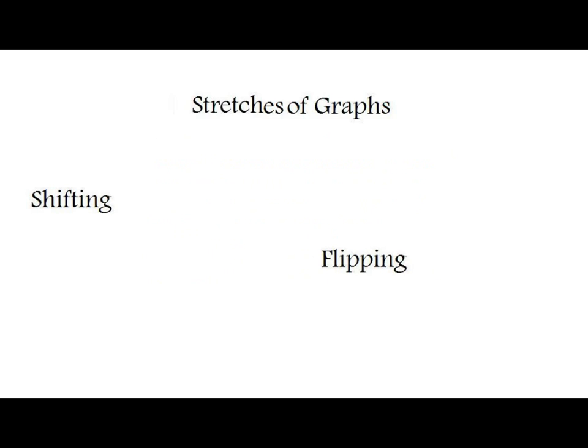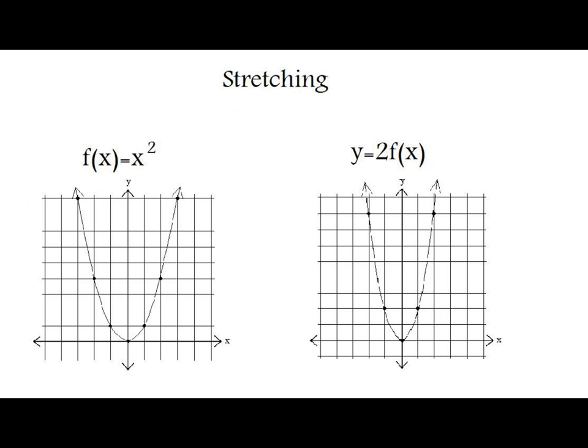The next part of section 1.8 is stretches of graphs. This section mainly deals with the stretching and flipping of graphs. There are 3 ways shown to do this in this section. The first is stretching. So we'll look at the graph f of x equals x squared. Now, to stretch it, we will multiply the function by a number larger than 1. We will use the number 2 to create the graph y equals 2f of x. This is basically saying that we are multiplying every value in the function f of x by 2.